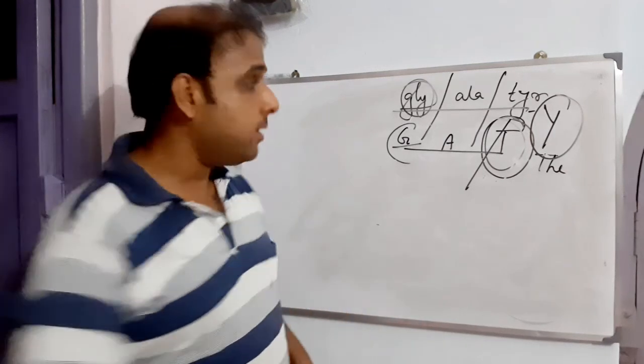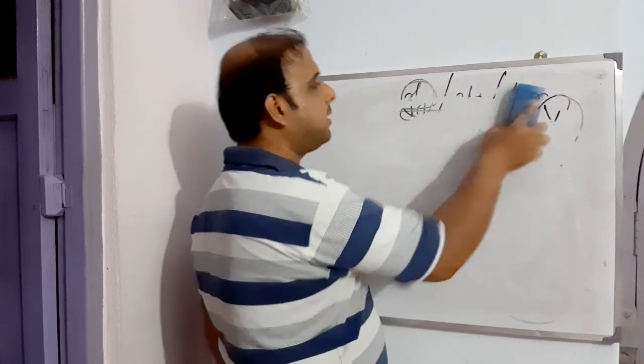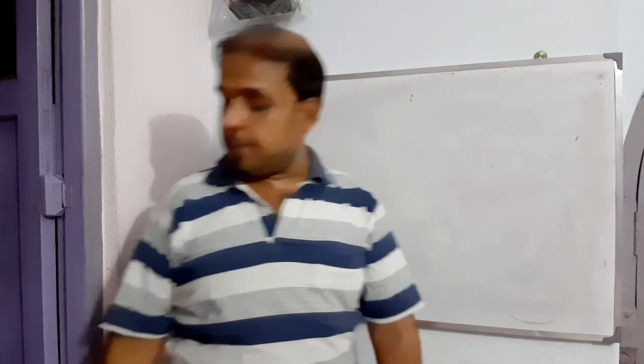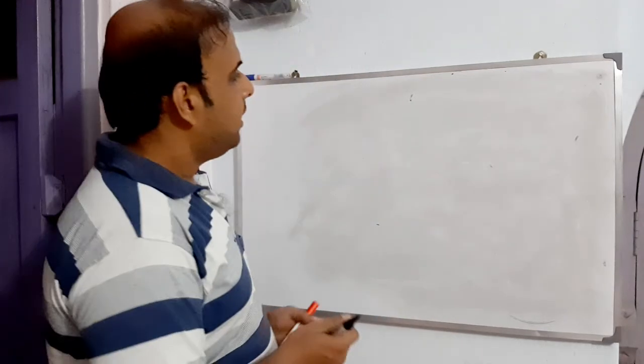I strongly recommend that you memorize this single letter representation, because we have only 20 amino acids. Only 20 amino acids. If you can remember 50 elements, or 118 elements in the periodic table, why not 20 amino acids? And that too, single letter. You can, right? Chalo, now let's move on.